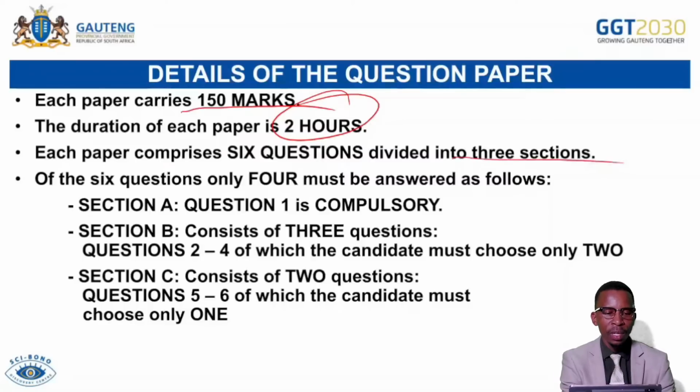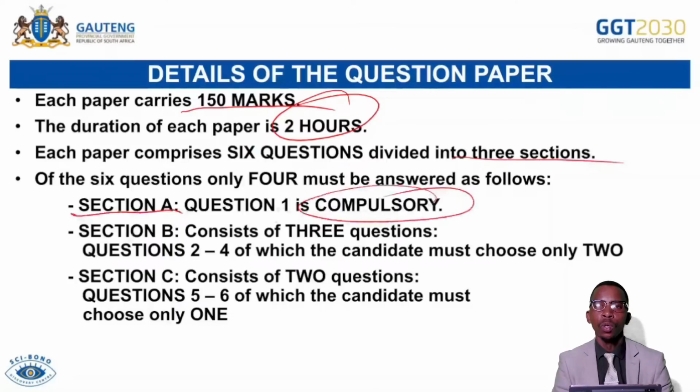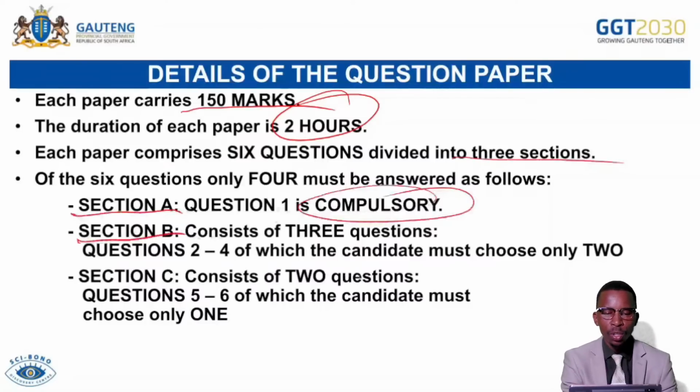Then we have section A, which is question 1. It's compulsory. We will talk about this one. It's one of the very important questions. We need to get more marks in there. Section B consists of 3 questions. So we have question 2, question 3 up to question 4.